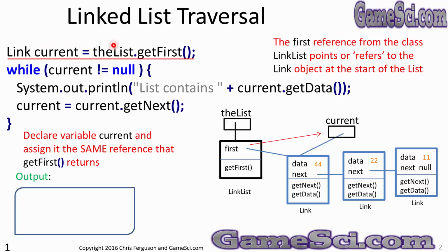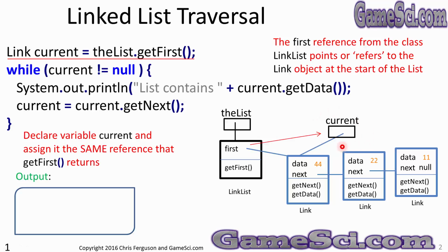Link current equals the list.getFirst. You got to follow these variables and you got to follow these dots. The list says go to the list variable, the list reference variable. The dot says go inside of it and run the get first method. Well, this is going to be a very simple get first method. It's just going to return the first variable. So when it returns the first variable, it's returning this blue line, this reference from first to a link object. So it returns that variable, that reference, and assigns it to the current variable.